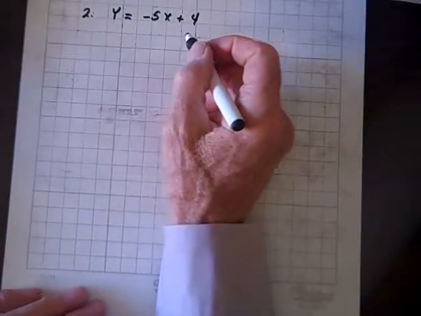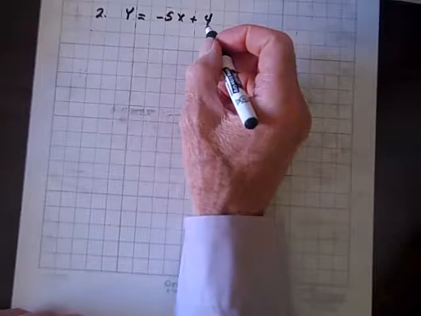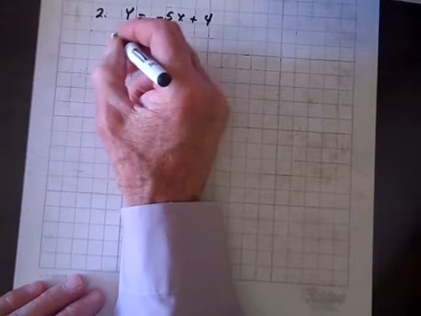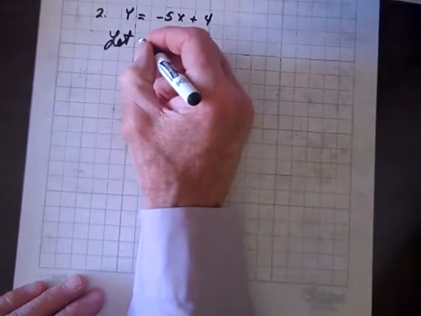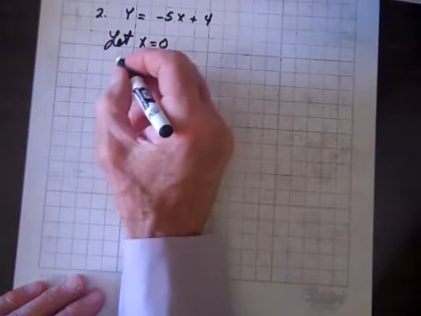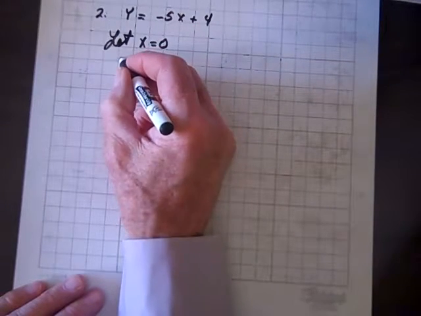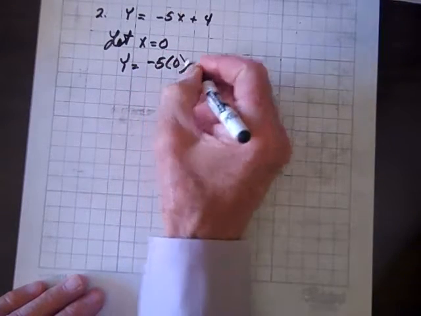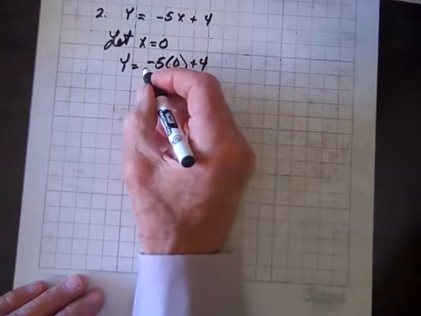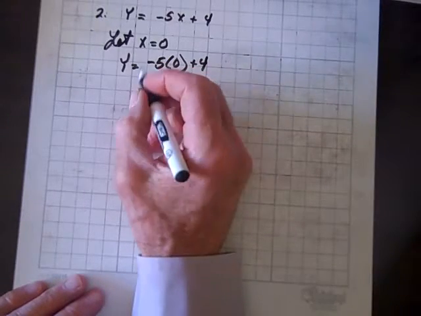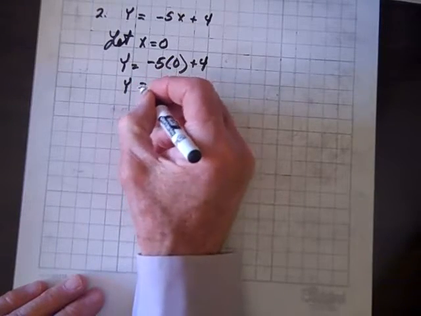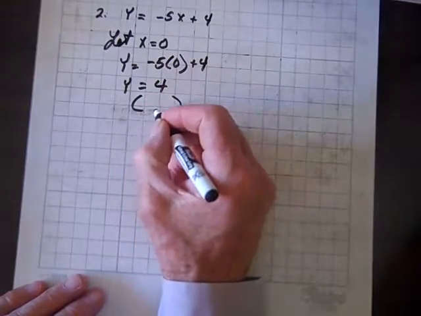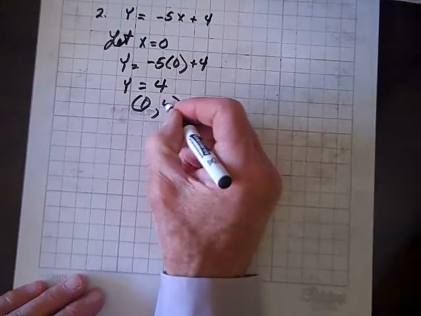And so we have to graph this line. So again, we're going to find the intercepts. We're going to find the x-intercept and y-intercept. So to find the y-intercept, we'll let x equal 0. And if we do that, we get y equals -5 times 0 plus 4. Well, -5 times 0 is 0, and we just get y equals 4, so our ordered pair is (0, 4).